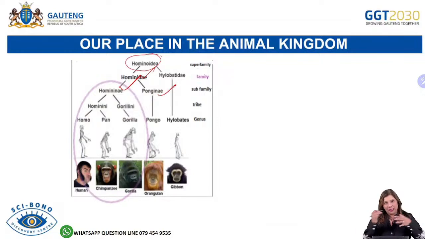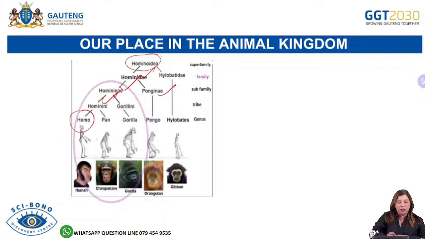It's being separated according to the characteristics that we have. So Homininae will lead to Homo, which is the human, and Hominini will lead to the Pan, which is the chimpanzee.